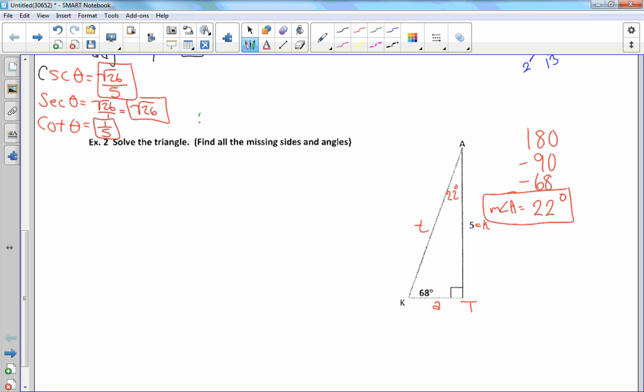Okay? Now let's find little a. We're going to use 68 degrees as our theta. Does everyone have a calculator, by the way? Everyone needs a graphing calculator. Help them get one if you don't have one.